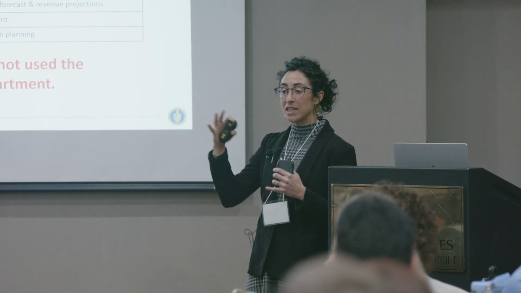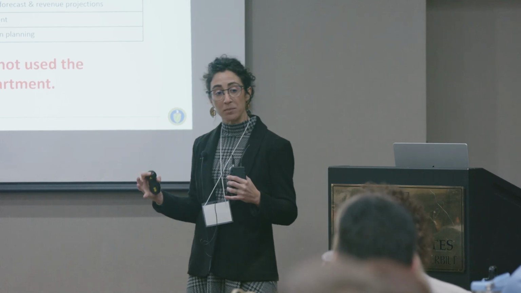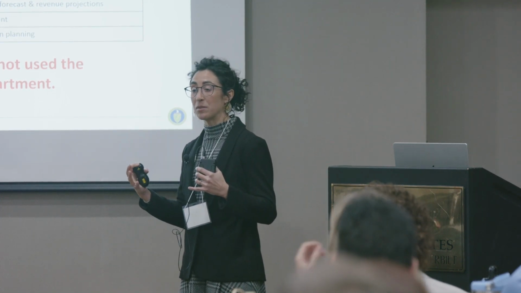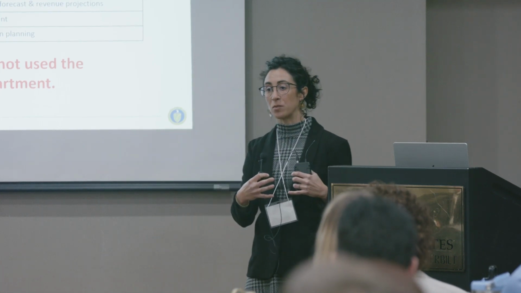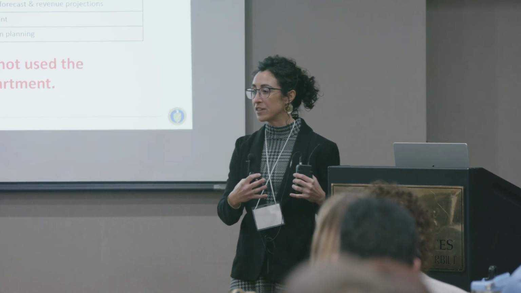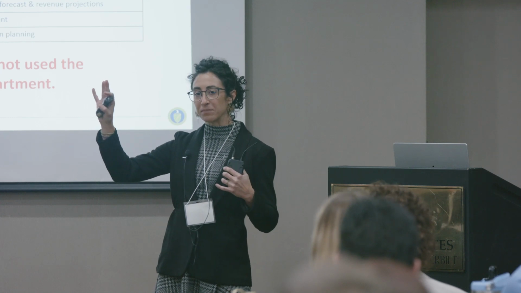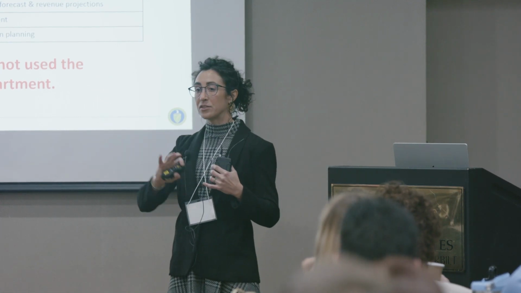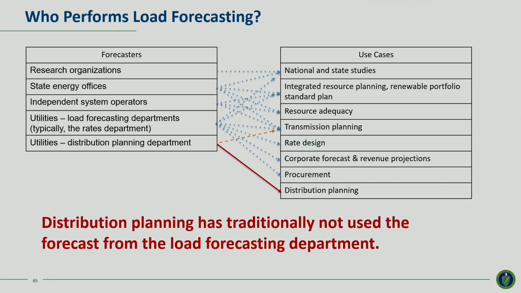Within the utilities, you have 3 different departments that do load forecasting. The traditional load forecasting department is the financial department, the one that does rates, sales, and revenue. They have their system level energy and peak forecast. Then you have transmission planning. They might use the load forecasting department's forecast. They might use the ISO forecast for the planning. And then you have distribution planning. They produce a different forecast.